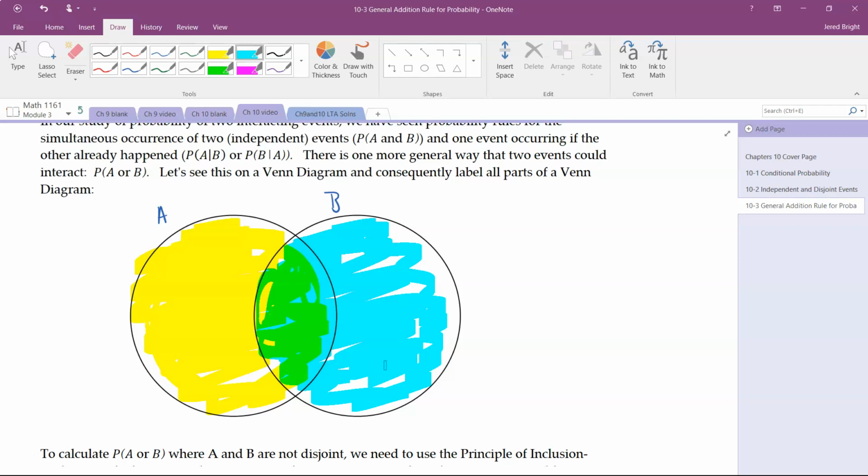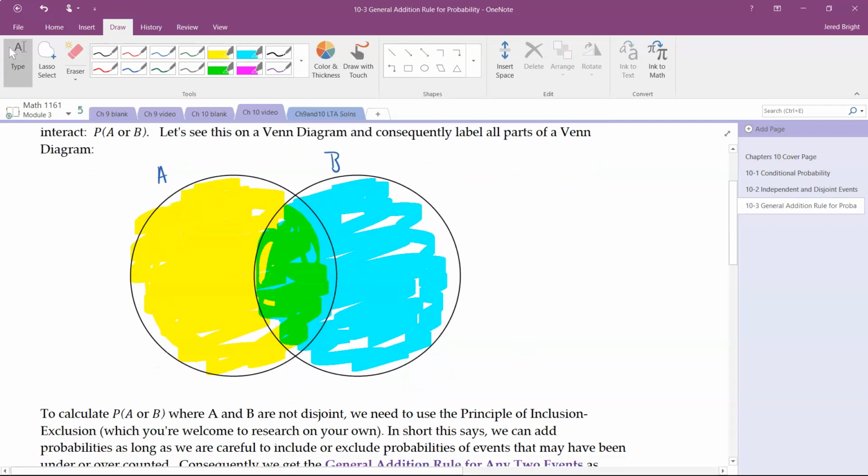To do this properly mathematically, or at least to calculate it, we need to use the principle of inclusion and exclusion. You can research it, but effectively what it says is that if you can add up multiple things, but if they overlap, at least in probability, you need to remove or add any of those pieces that they overlap in. So you have to be careful of what you've counted twice or what you haven't counted.